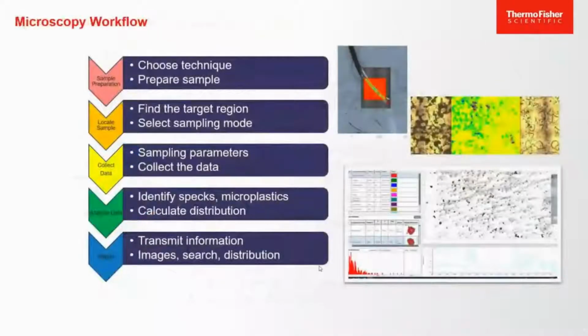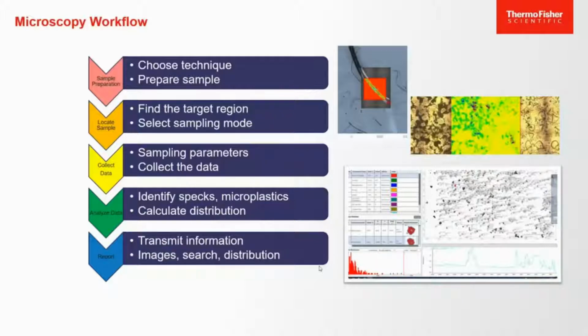Now, the workflow in microscopy starts with you choosing your technique and preparing the sample. If you have a very large sample, you need to cut it down in size, because you can't go through the whole thing if you want to do it by transmission. So you've got to figure out how you're going to make the sample. Then once you've got the sample, you need to locate the target, select the sampling mode, set your experiment up on the microscope, and then collect the data finally.